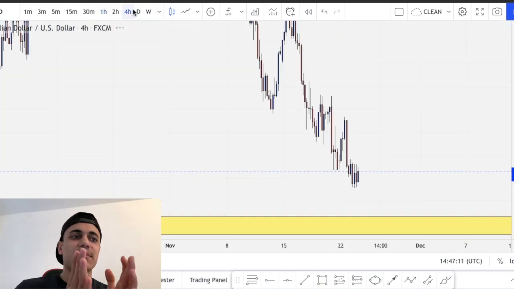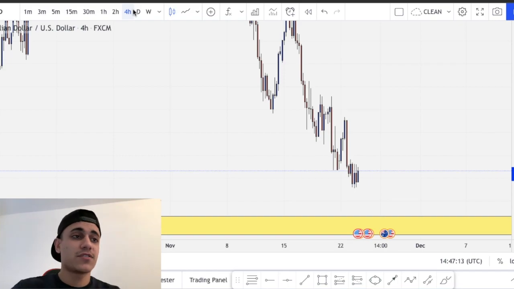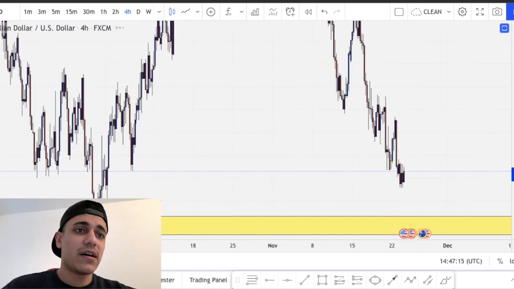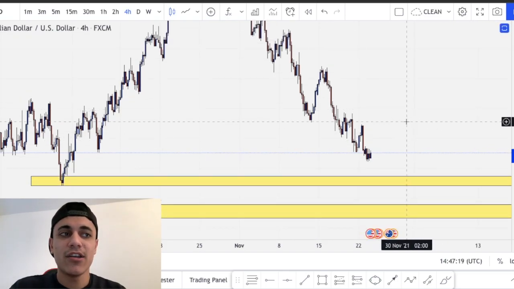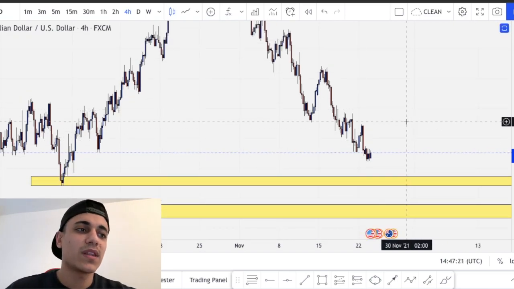But my bias and my setup is based on the 4 hours. So I know that we are now forming a potential higher low. So now I just wait. I wait and see what the market does.